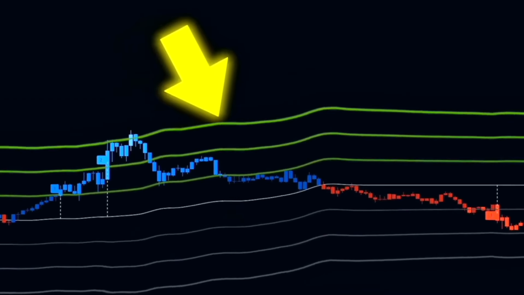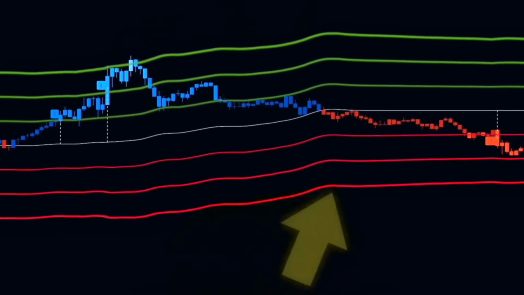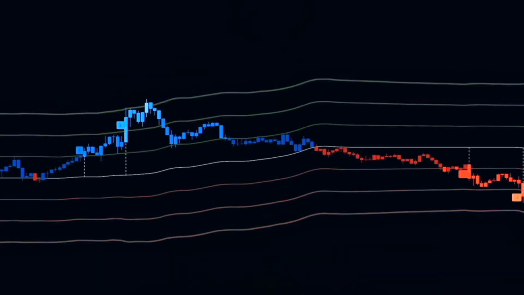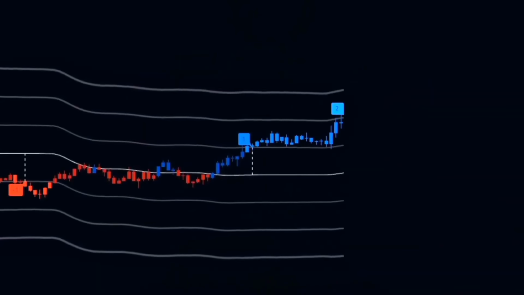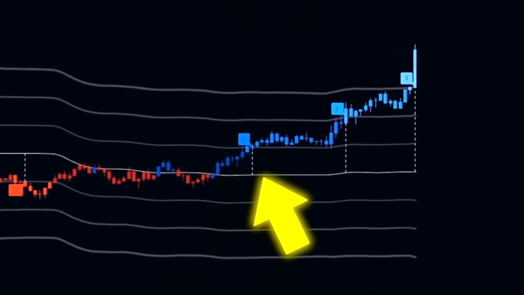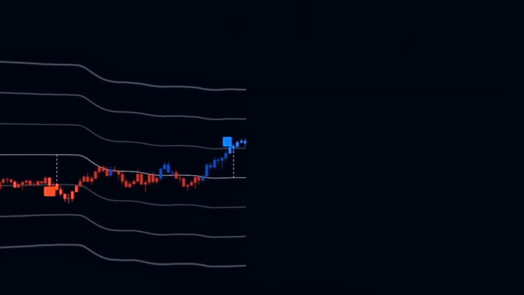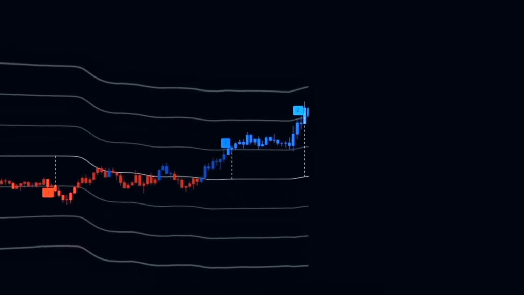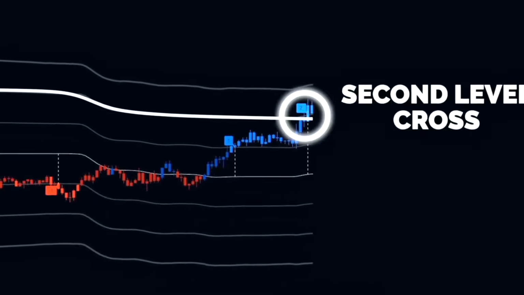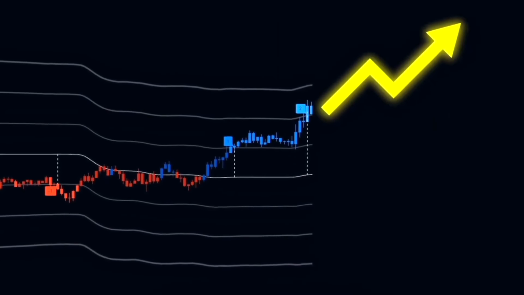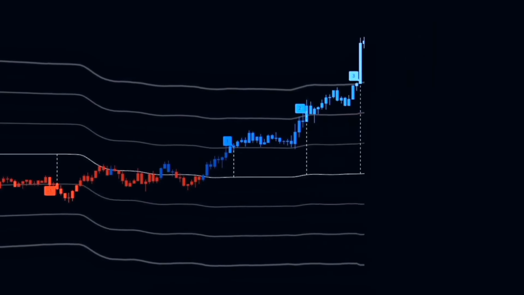It plots 3 upper and 3 lower bands based on standard deviations from a central moving average, mapping out market sentiment like a volatility GPS. Cross the first upper band? That's early bullish vibes, hinting the trend's got legs. Hit the second? Strong buying pressure. Trend trader, jump in. But breach the third?